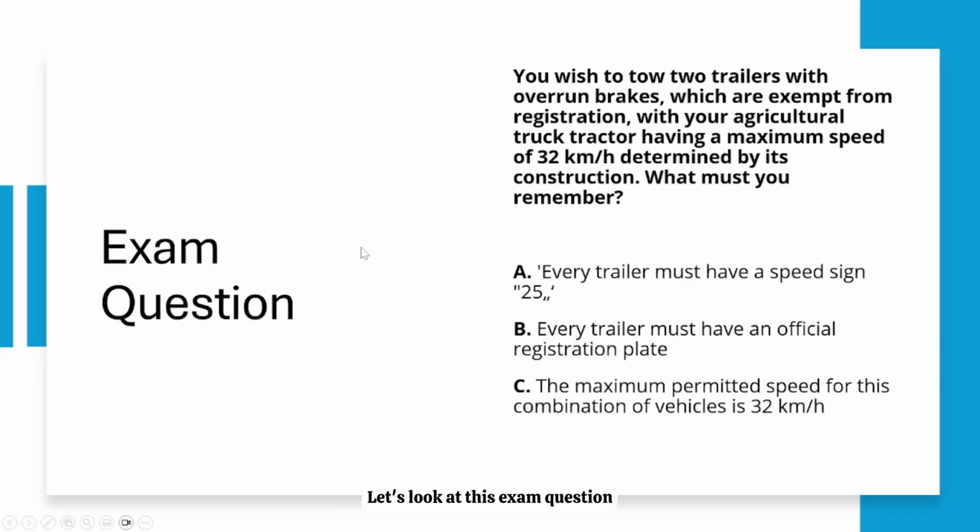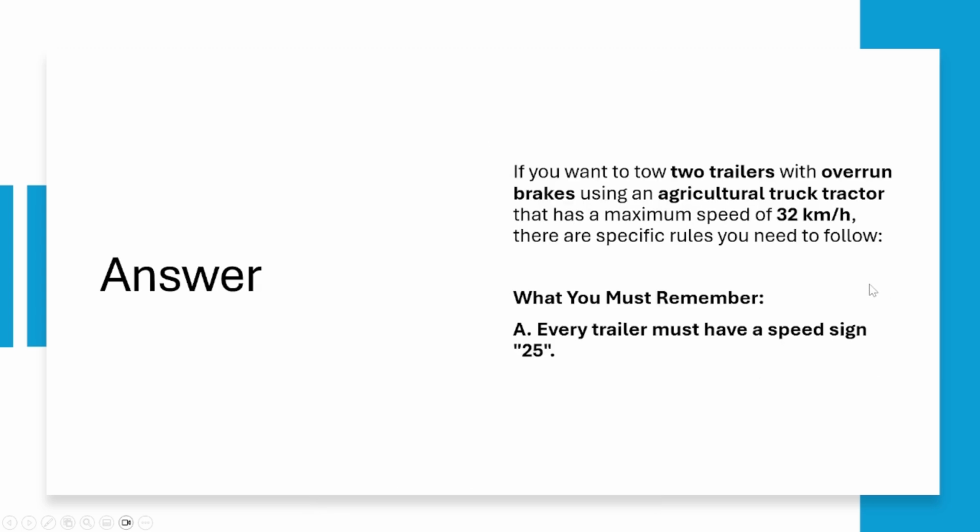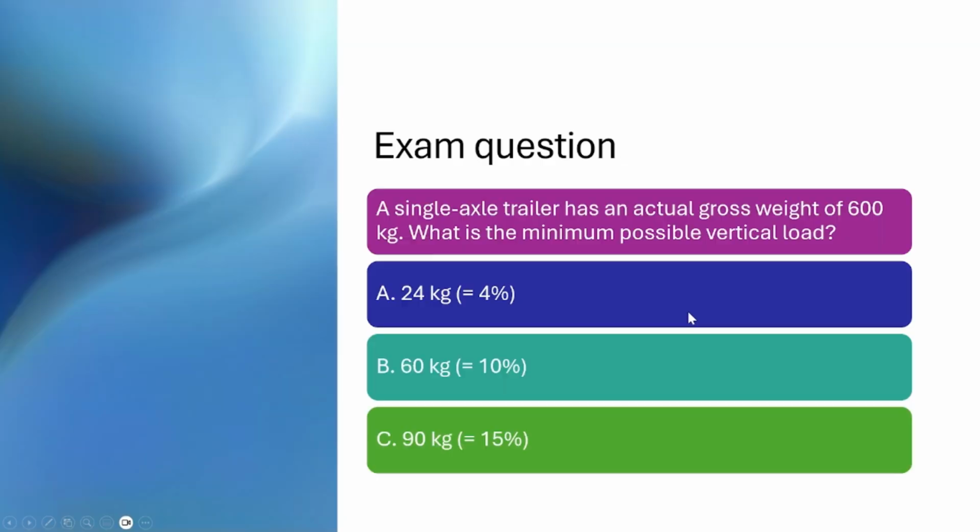Let's look at this exam question. If you wish to tow 2 trailers with overrun brakes which are exempt from registration with your agriculture truck tractor having a maximum speed of 32 km per hour determined by its construction, what must you remember? There are so many things to remember, but just remember every trailer must have a speed sign of 25. So if you have 2 trailers behind your agriculture tractor, every trailer must have a speed sign of 25. Okay, this is the answer.